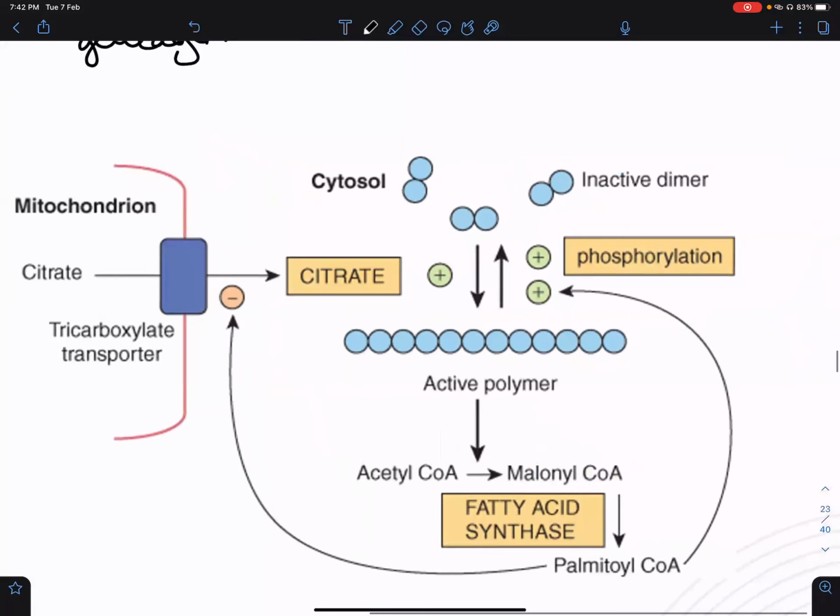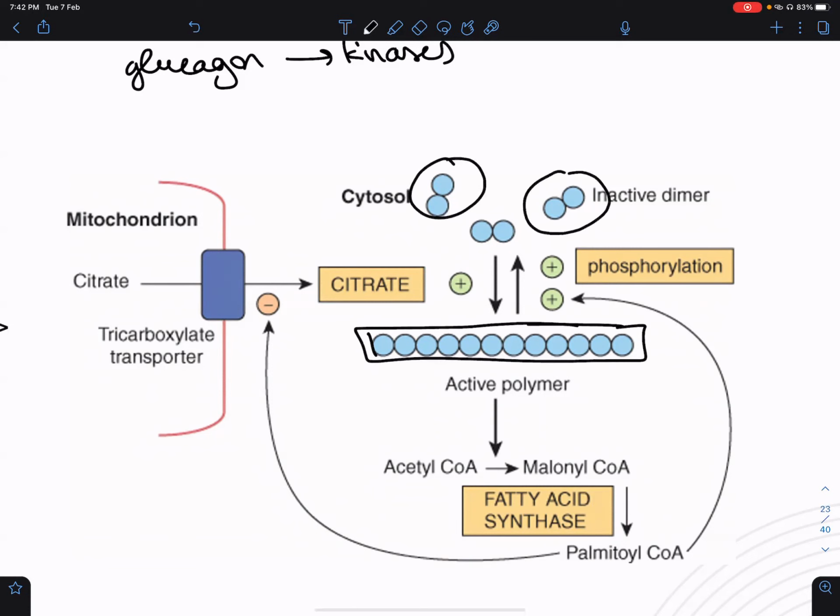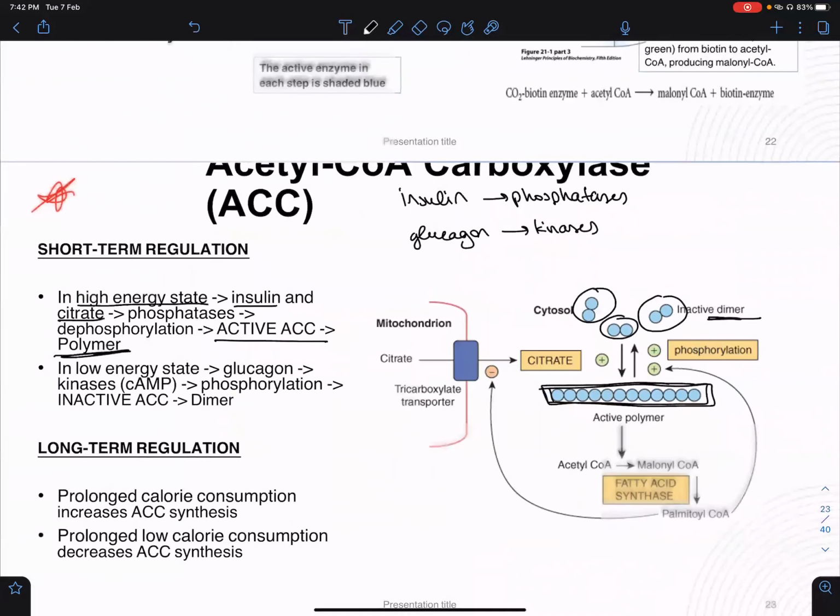Like in this figure, when you have a lot of insulin or citrate, it's going to dephosphorylate the ACC, which causes it to polymerize. This over here is a polymer. In the inactive form, they exist as dimers. When they're dephosphorylated, they become active, and it's just one long polymer. So again, high energy state means insulin. Insulin means phosphatase. Phosphatase means dephosphorylation. Dephosphorylation means active ACC. When is it active? When it's in the polymer form.